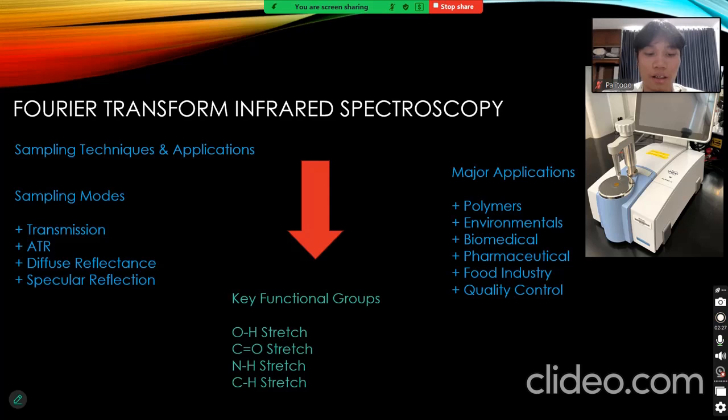So there are also the sampling techniques and applications of FTIR. The sampling modes are transmission, ATR, diffuse reflectance, and specular reflection. We also have the major applications: polymers, environmental, biomedical, pharmaceutical, food industry, and quality control. And lastly, the key functional groups: O-H stretch, C=O stretch, N-H stretch, and C-H stretch. With these applications, it can identify crystallinity, oxidation, and degradation, as well as microplastics and pollutant detection and identification.